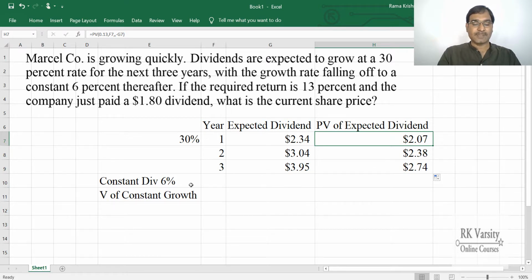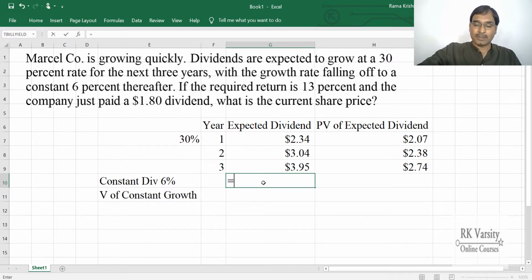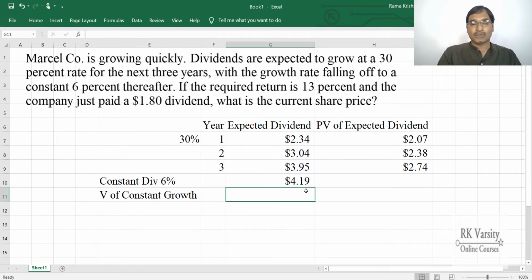Then at the end of the third year onwards, the dividends will grow at a constant rate of 6%. That means at the end of the third year, this equals the third year dividend times 1.06. So constantly the dividend will be 4.19 and will grow at 6% thereafter. Now we calculate the value of a constant growth.